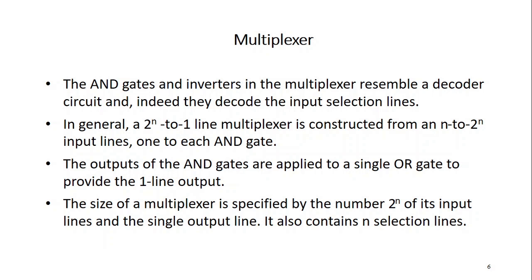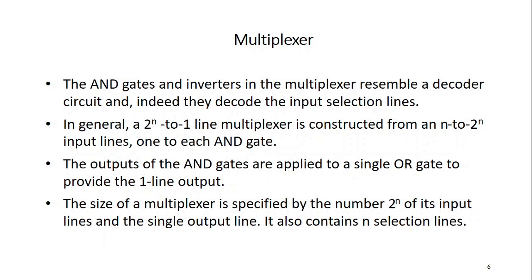We are using AND gates and inverters in the multiplexer, and because of this it resembles a decoder circuit, since it decodes the input selection lines. In general, a 2 raised to n to 1 line multiplexer is constructed from n to 2 raised to n decoder with 2 raised to n input lines, 1 to each AND gate. The outputs of the AND gates are applied to a single OR gate to provide one line output.